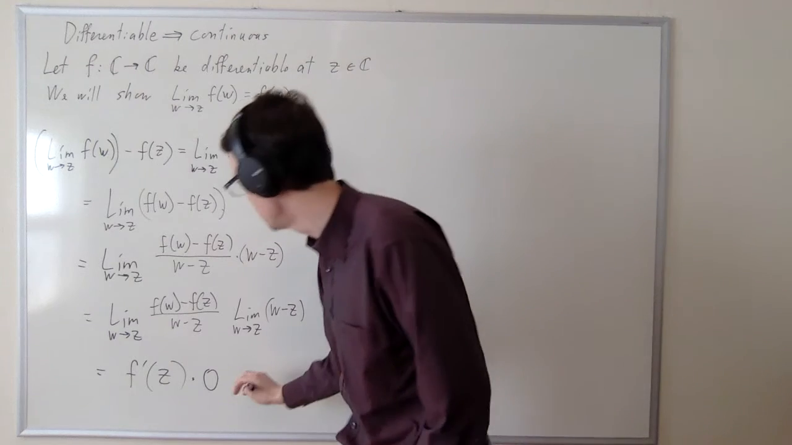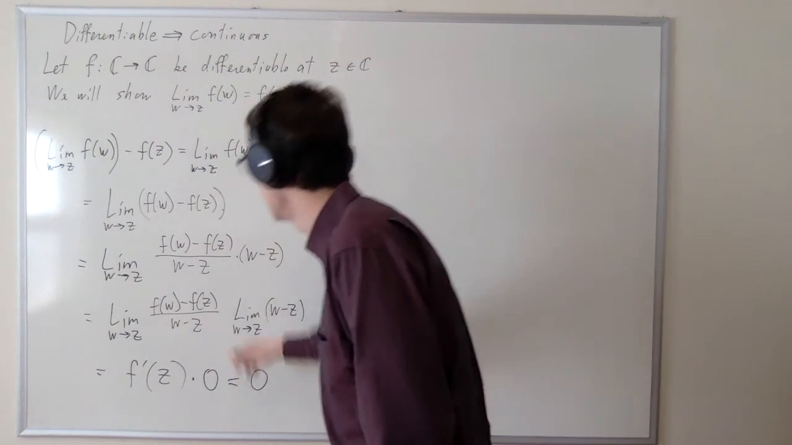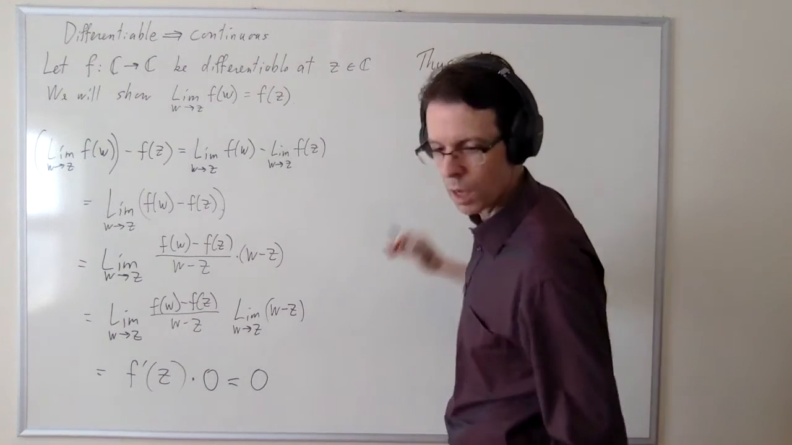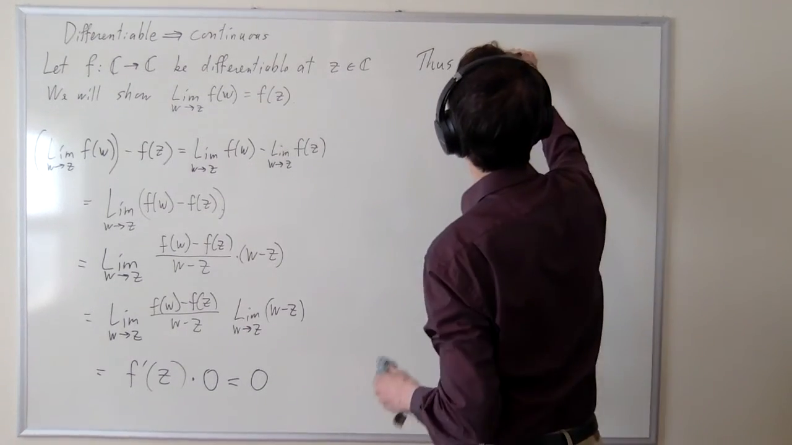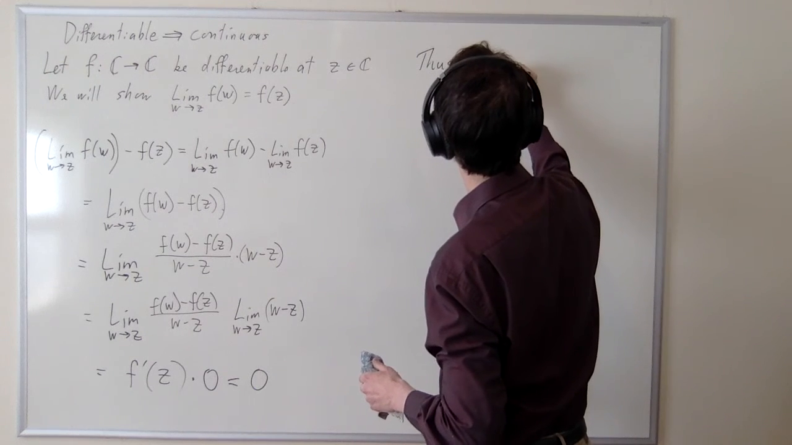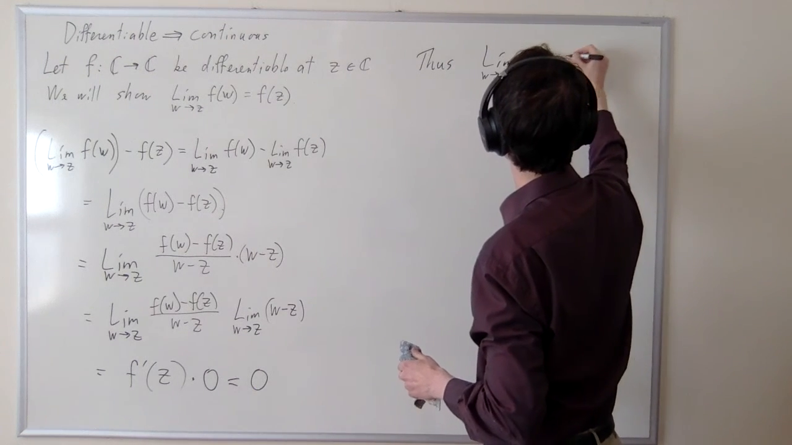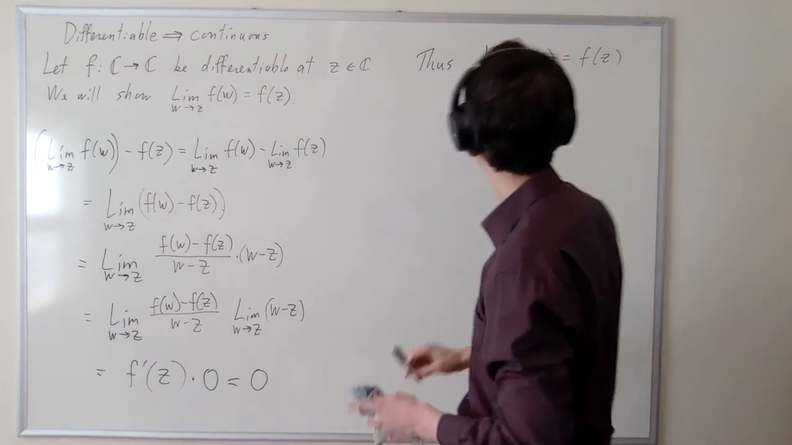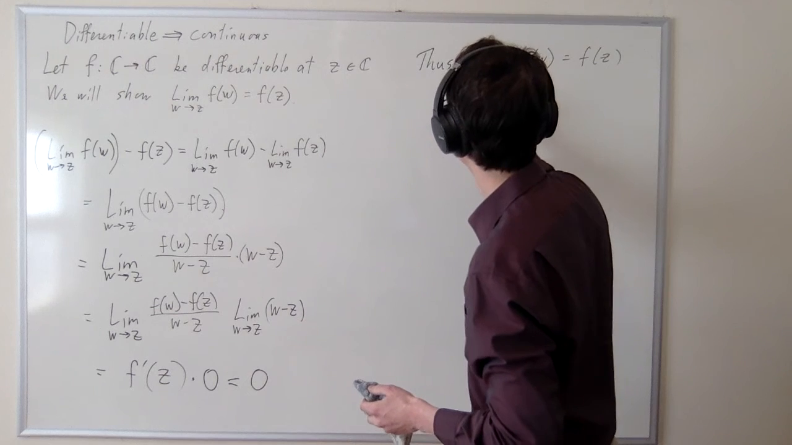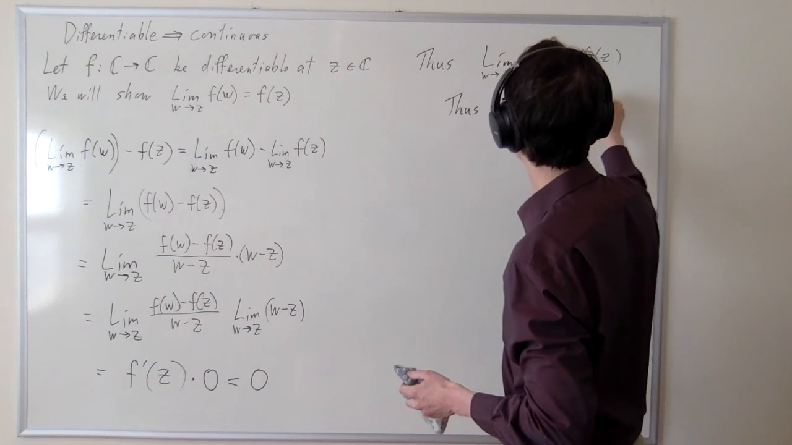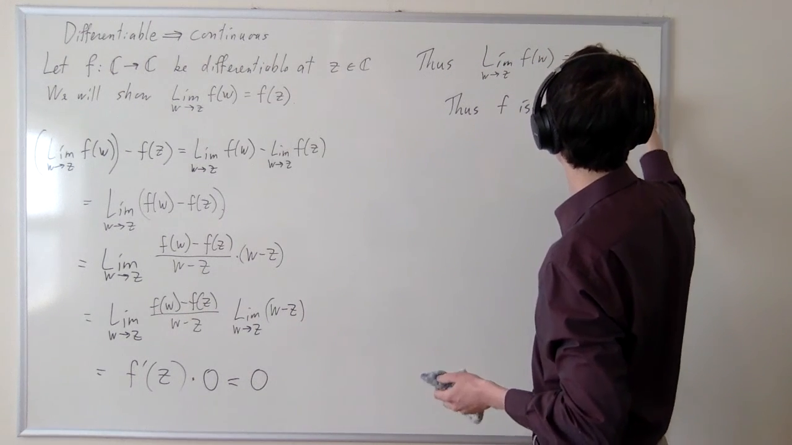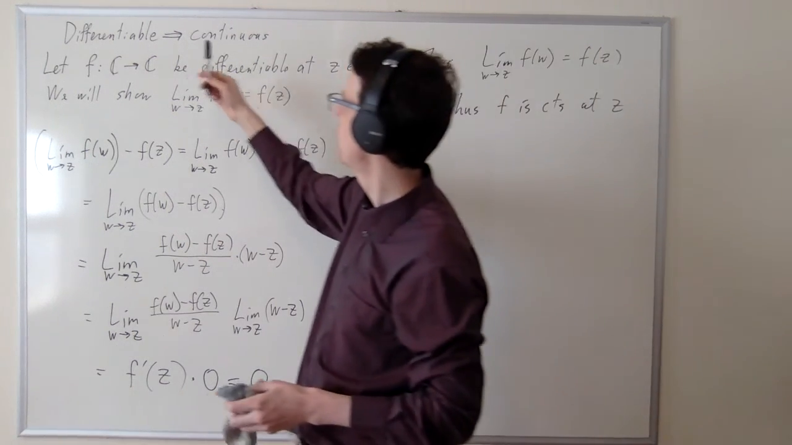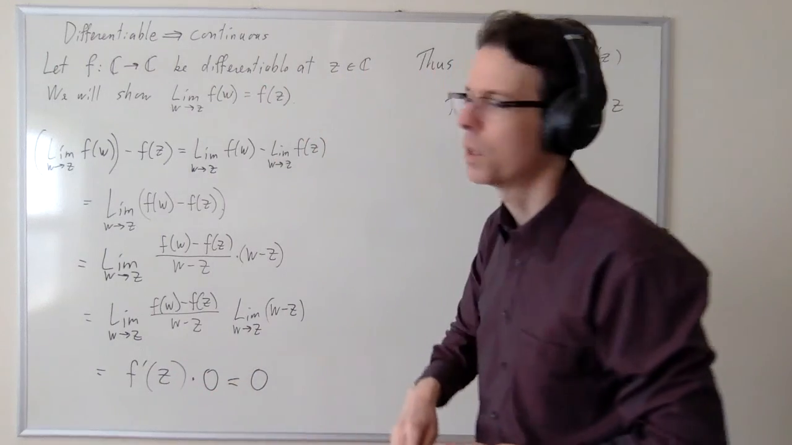So what we can conclude here: this is something times 0, so we get 0, and thus the limit as w approaches z of f of w is equal to f of z, because their difference is computed to be 0. And it follows that f is continuous at the point z. And this demonstrates that if a function is differentiable at a point, then it's also continuous at that point.